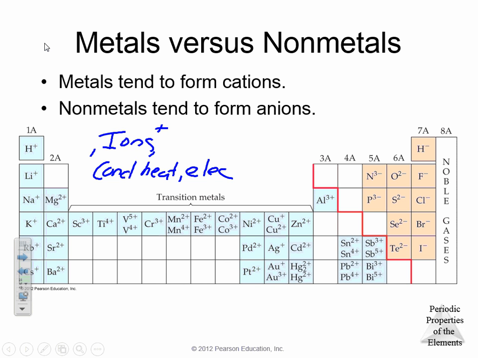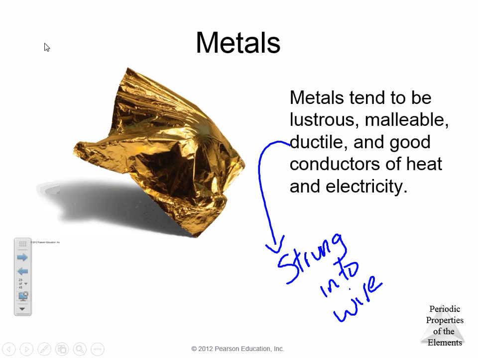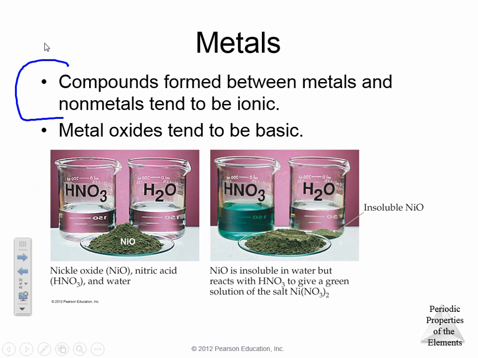So you can see here, metals in blue, the cations in the reddish or tannish brown color. Metals form cations. Nonmetals form anions in solution. All right. Metals tend to be lustrous, malleable, ductile, and good conductors of heat and electricity. I already summed that up. Remember, lustrous is shiny. Malleable means bendable or able to be pounded into sheets. And ductile is the ability to be strung into wire.